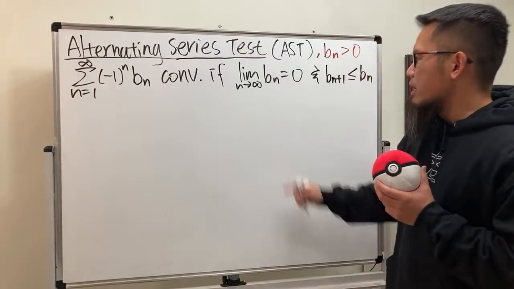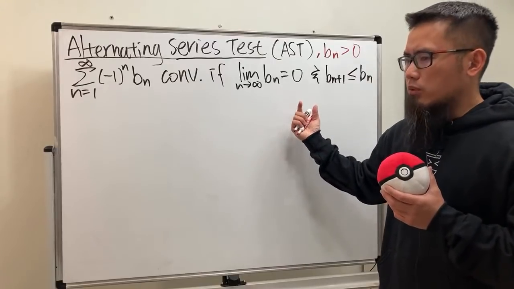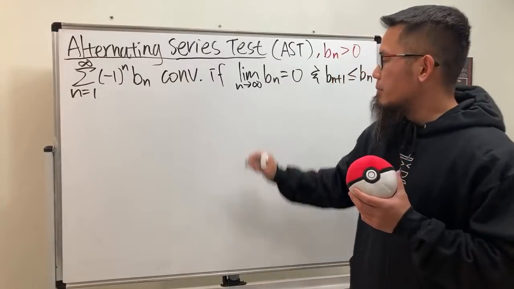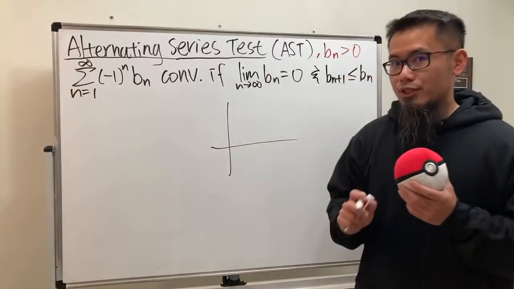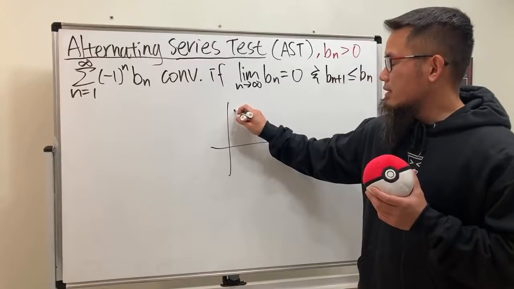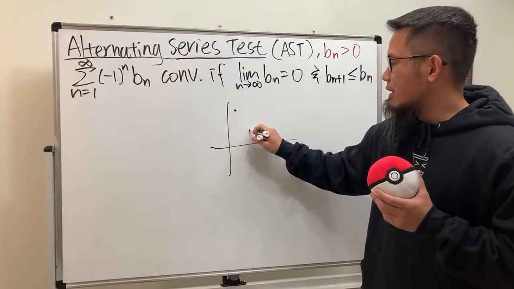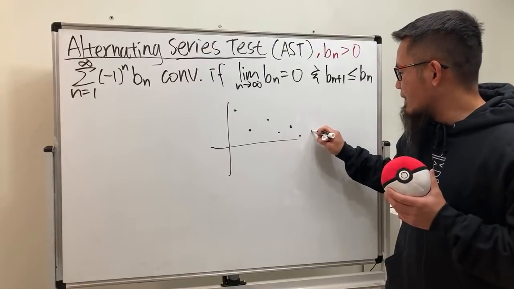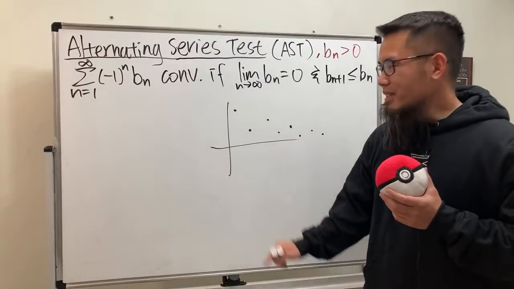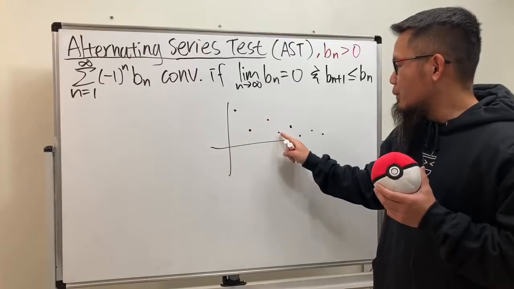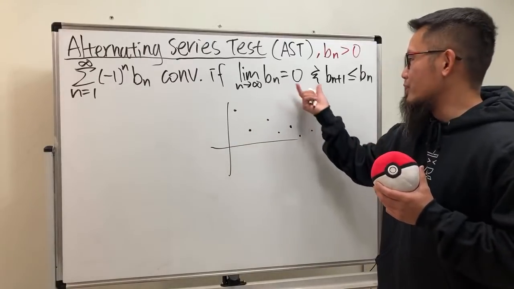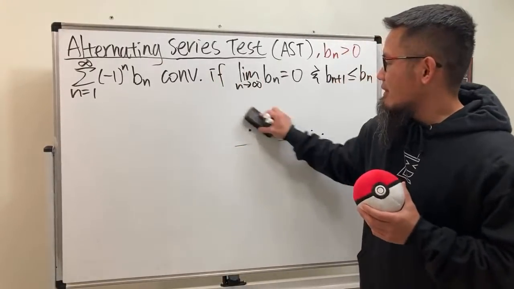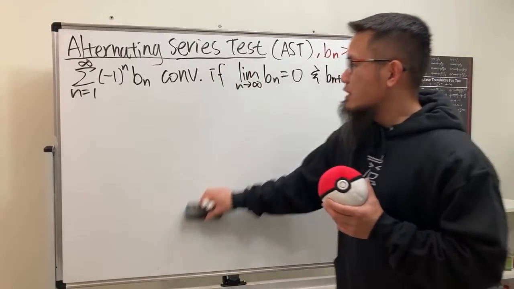And you might be wondering, if Bn goes to 0, doesn't it always have to be decreasing? That's not the case, because Bn could have been like this. Check this out. It can be like this, and then up, and then down, and then up, and then down, and then up, and then down. As you can see, Bn is not decreasing, but Bn is approaching 0. So be really careful with that. Just keep that in mind.